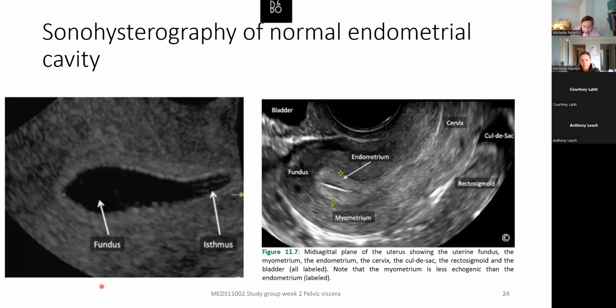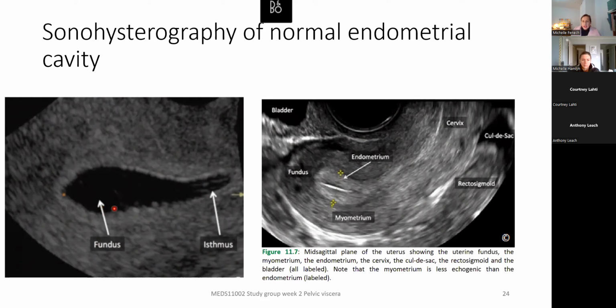Once again, it's a harder concept to understand. You sort of need to remember that there is a space in here. The two walls are opposed together. We can open it up by injecting some fluid in with a little catheter, not with a needle, and opening it up. And when a baby develops, it sits in here.